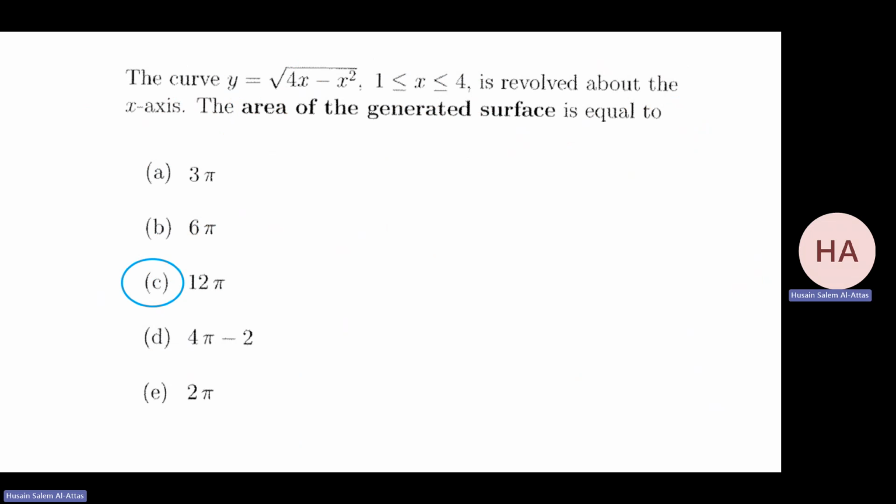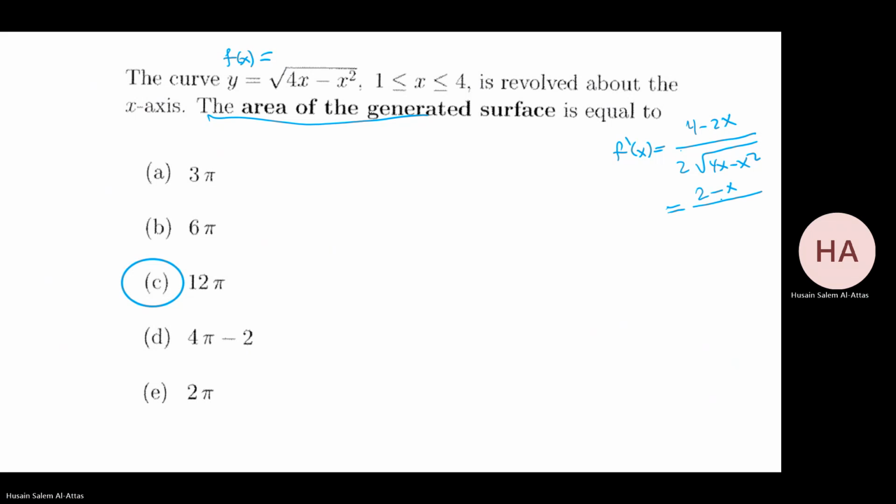Okay. The curve is about the axis, find the area. Okay, this is f of x, so I need f prime of x. That will be what? 2 square root of 4x minus x squared. The derivative of this, 4 minus 2x. Is it? Yeah. So that gives me what? 2 minus x over this. I think I need the formulas, yeah.